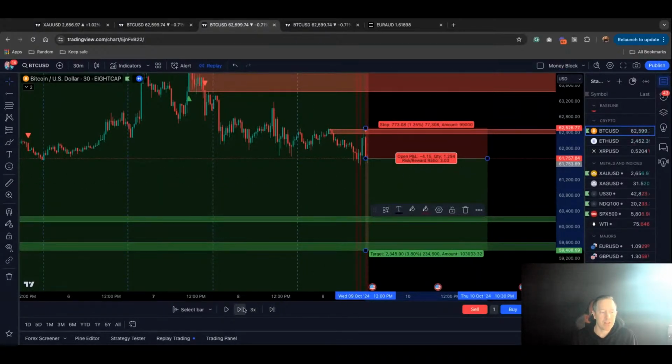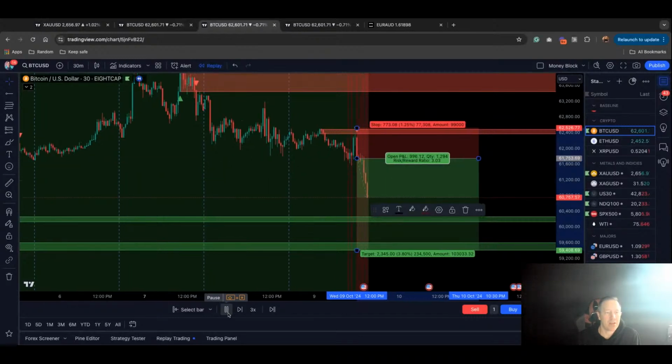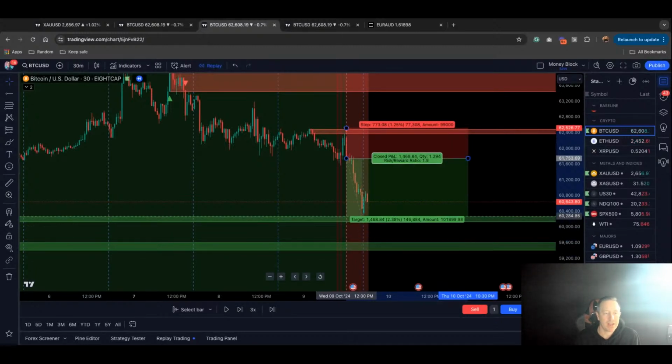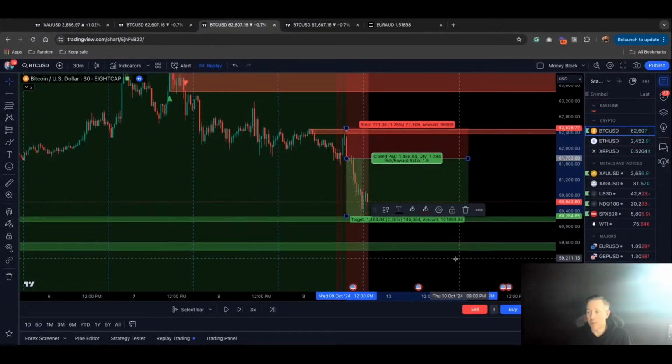So obviously this is a past trade that happened, but we're going to hit our play button and let it play out. Obviously this trade came all the way down to our order block here, which would have been an excellent exit point, a solid almost 2-to-1 trade on that particular order block. And that's how order blocks work.